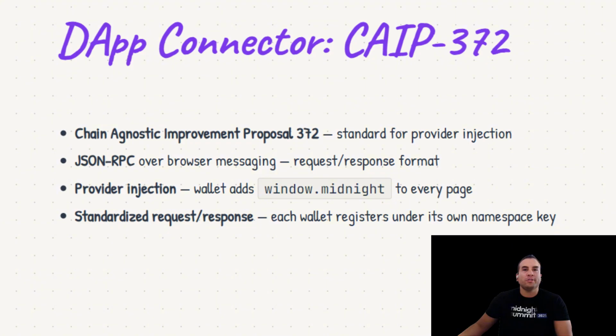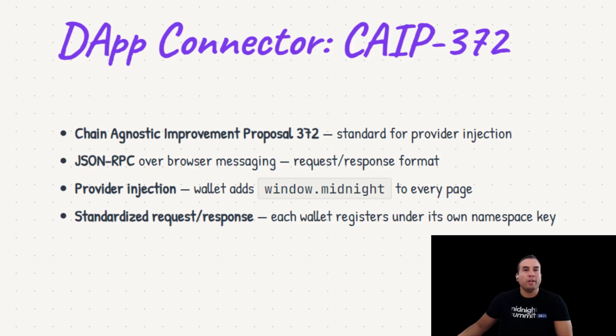Now, let's talk about the standard that makes all of this interoperable. CAIP 372. CAIP stands for Chain Agnostic Improvement Proposal. Number 372 defines how wallets inject themselves into web pages. The protocol uses JSON RPC for communication, request response format, just like what Midnight Surf uses over WebSockets.